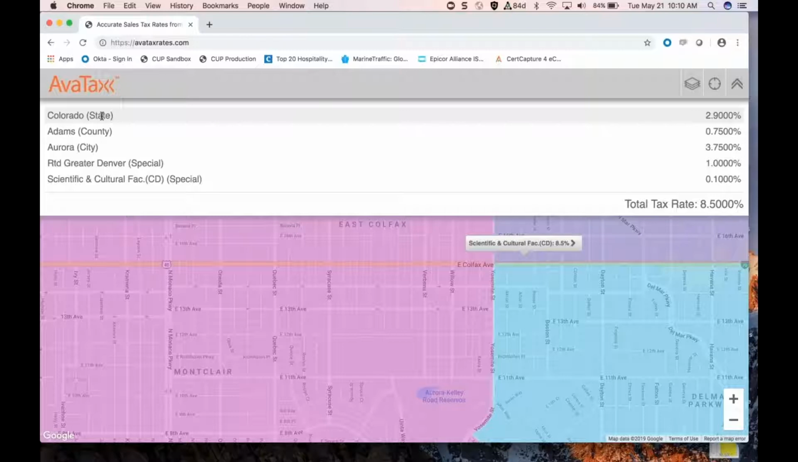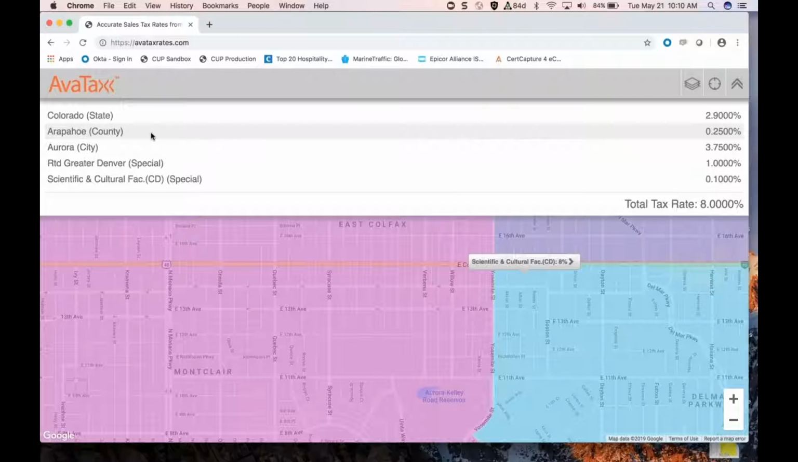I'm still picking up the state of Colorado, as you would expect, but I'm also picking up Adams County, the city of Aurora. I'm no longer in the city of Denver, but you'll see those two specials, the Regional Transit District and the Scientific and Cultural Facilities tax, all came along for the ride. Had my address been directly across the street, now you're seeing an 8% tax rate, and if you were watching the monitor, you'll notice that the primary driver, or the only driver here for the difference, is I'm no longer in Adams County. When I crossed over and went to the south side of Colfax, I now am in Arapahoe County, moving out of Adams County.